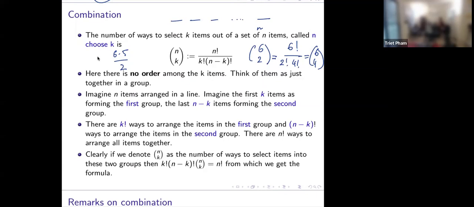And that will introduce order among them. Or like I rank one of them first, second, and third, that kind of thing. So combination, by definition, does not have order built into it.